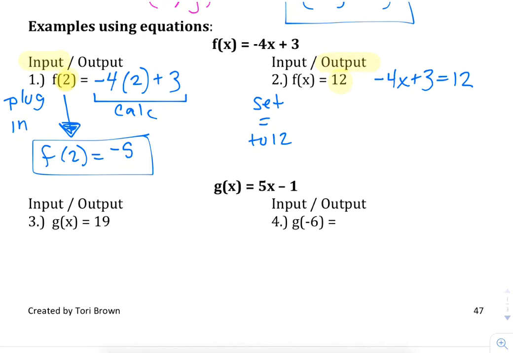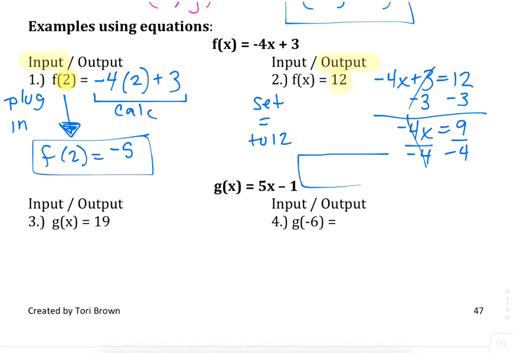I need to solve that. Kick the loner out of the party, subtract 3 from both sides. That gives us -4x = 9. We're going to divide both sides by -4. The 4's cancel out. It's okay that it's a fraction. We're going to let it stay a fraction.